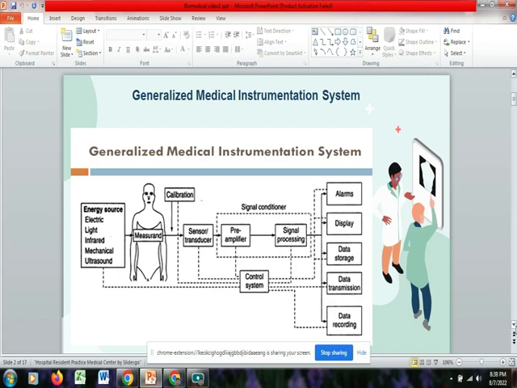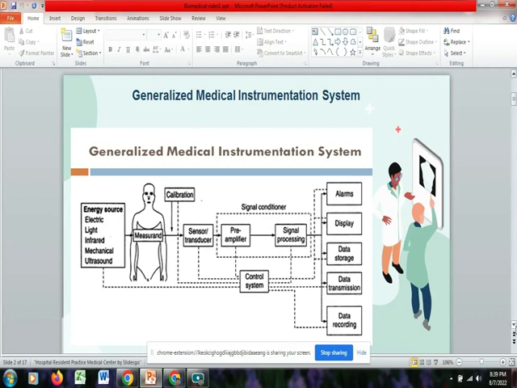what is the purpose of electrodes. We need to discuss the generalized medical instrumentation system. In this biomedical instrumentation system, this block diagram explains what components or blocks are used in the generalized medical instrumentation system.